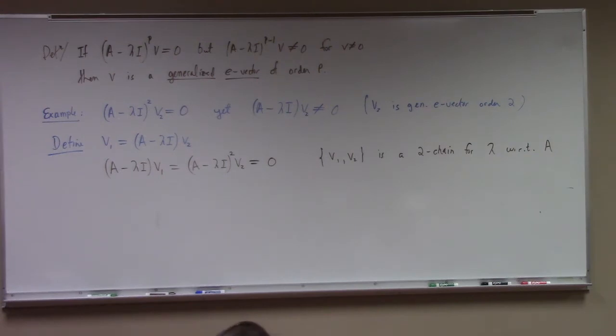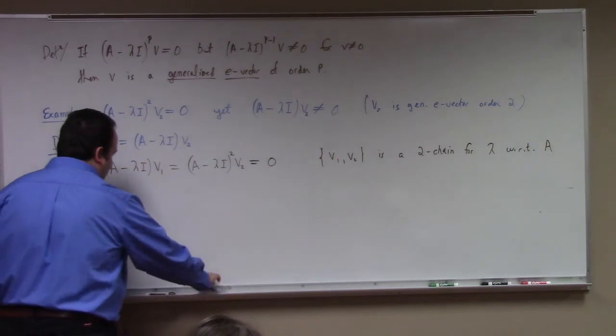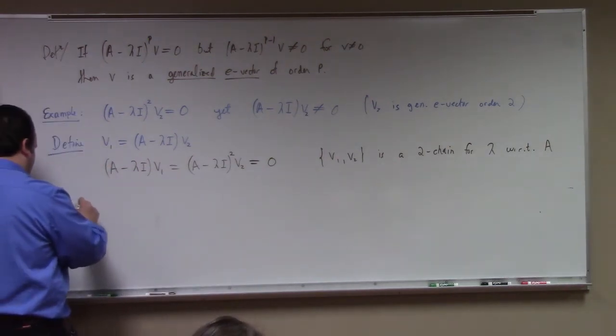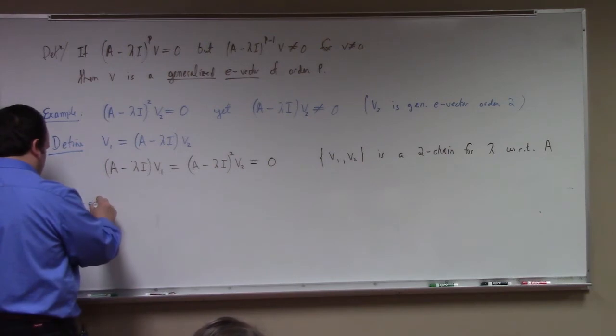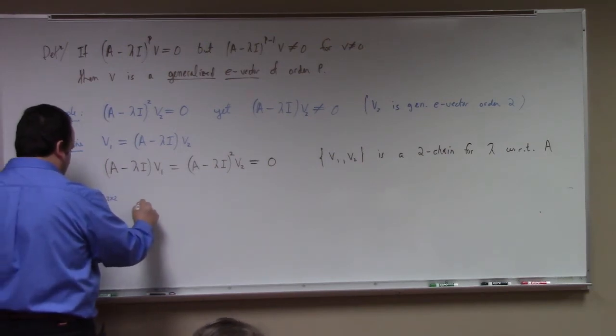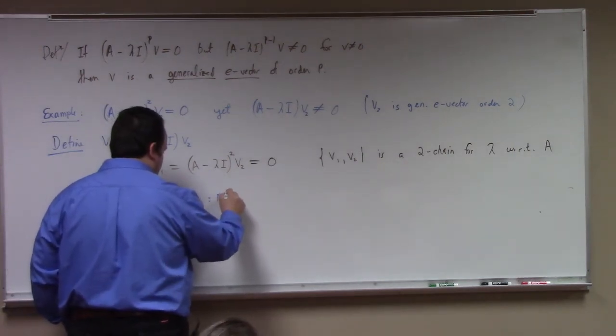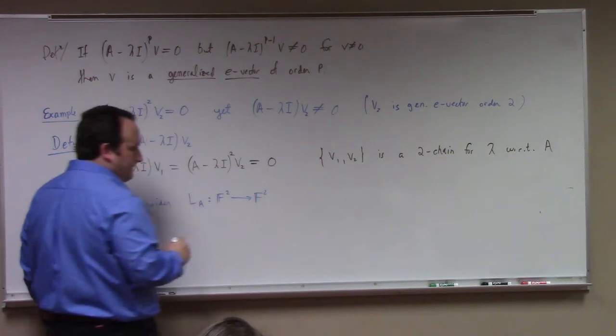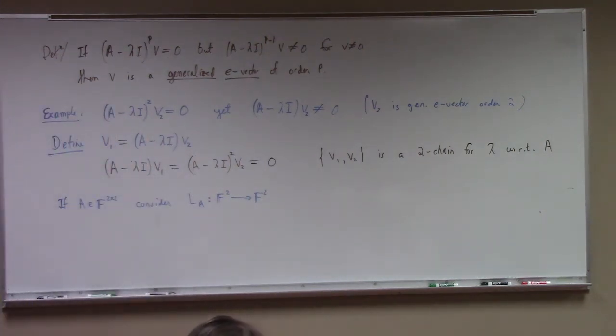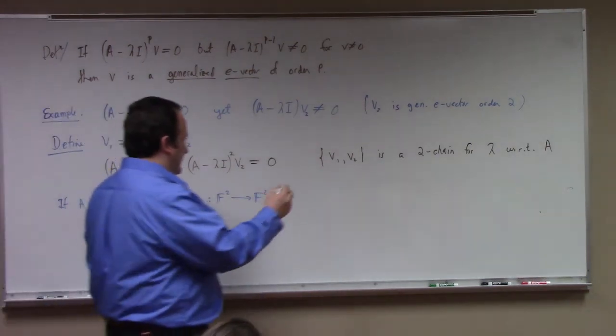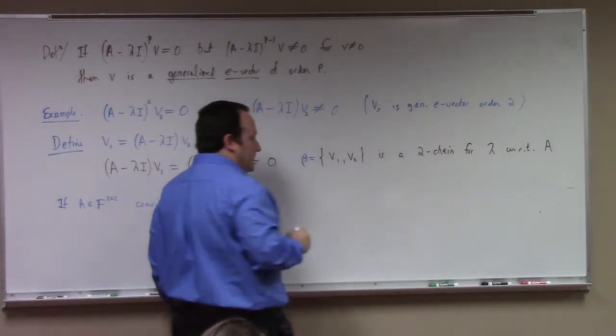Suppose we're dealing with a 2x2 matrix. For the sake of discussion, if A is 2x2, consider L sub A, a mapping from F2 to F2. Let's find out what's the matrix of L sub A with respect to this two-chain basis. Let's call this thing beta, and let's find out what happens.